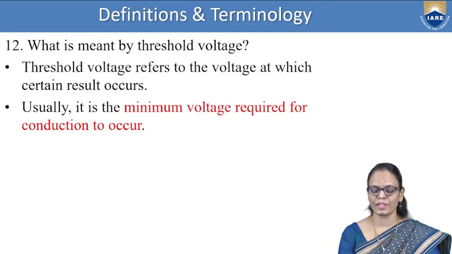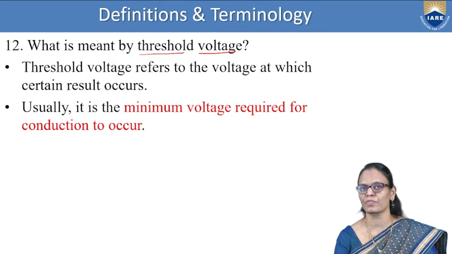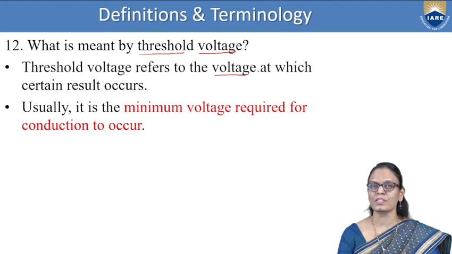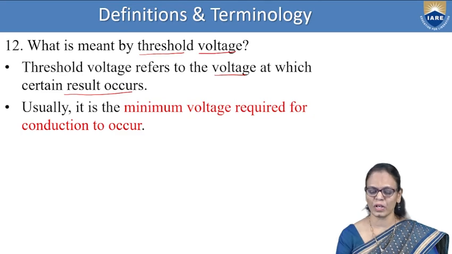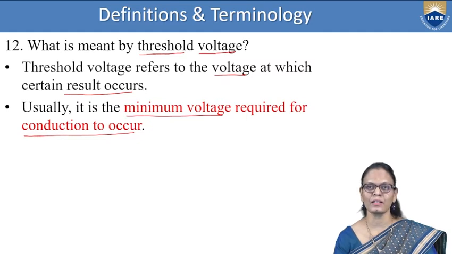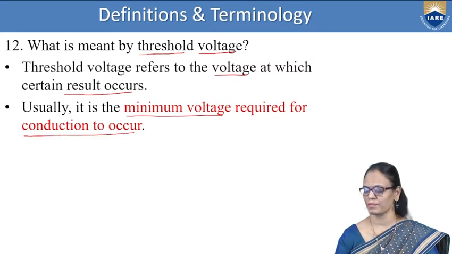Next, what is meant by threshold voltage? Threshold is a general term actually. When we talk about threshold voltage for a particular device, it refers to the voltage at which a certain result occurs. What happens at that particular voltage? We call it the threshold voltage. Usually it is the minimum voltage required for conduction to occur. What is the minimum voltage that we have to apply so that it starts conducting? That is called the threshold voltage.